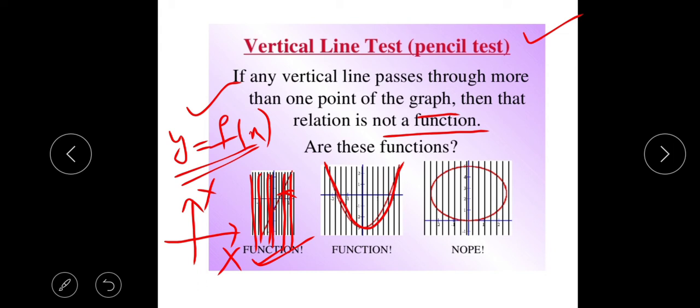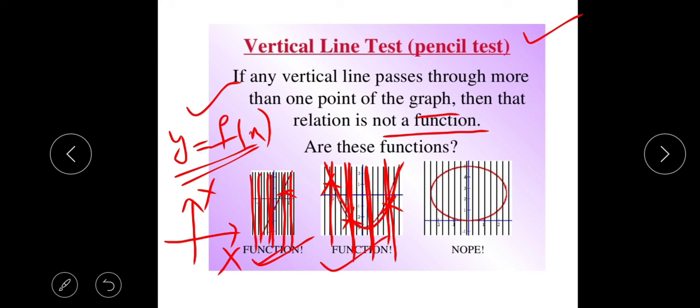The vertical line test says that you draw vertical lines through the graph. You consider a particular vertical line. How many points does this vertical line intersect the parabola at? At exactly one point. If you take any such vertical line, the intersecting point will be one. The parabola intersects a vertical line at exactly one point. Therefore, this is also a function.